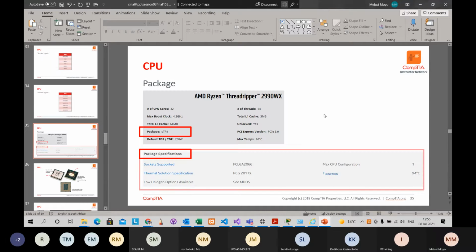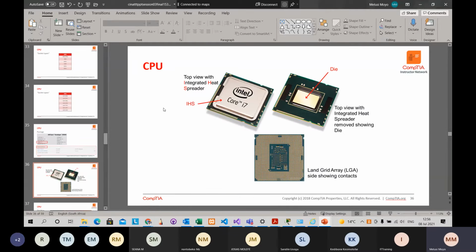All right, CPU package. We have the AMD Ryzen Threadripper, package specification, socket type, number of threads. We're going to break this one down: the number of threads, and then the L1 cache, what does that mean? The package is STR4. The CPU top view with integrated heat spreader.